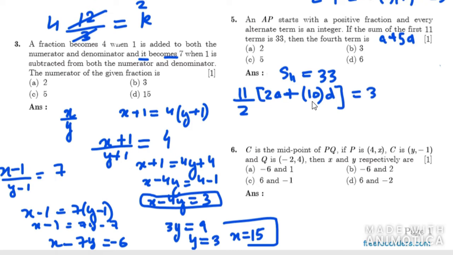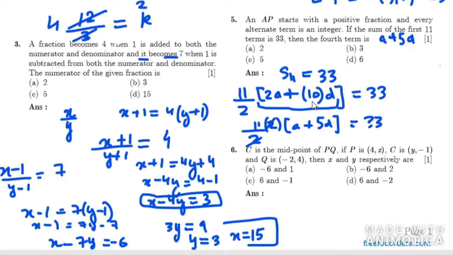10d equals 33. Now in this case, from these two we can take 2 common from here. 11 over 2, taking 2 common, we are left with a plus 5d equals 33. Now 2 and 2 get cancelled out and this 11 will come onto the right hand side. So we get a plus 5d equals 33 over 11, that is 3. Now a plus 5d is equal to 3, that means the fourth term is 3.